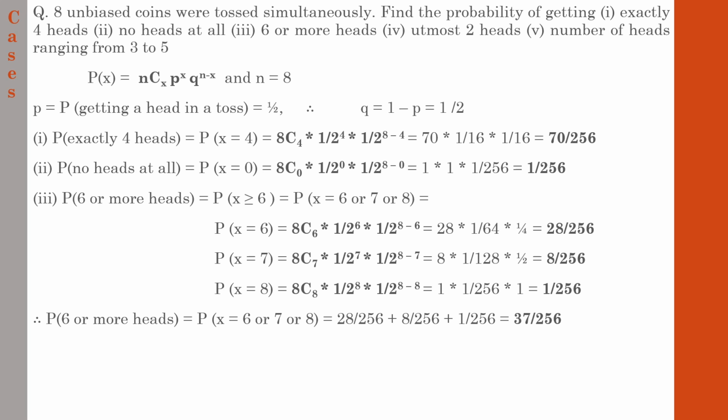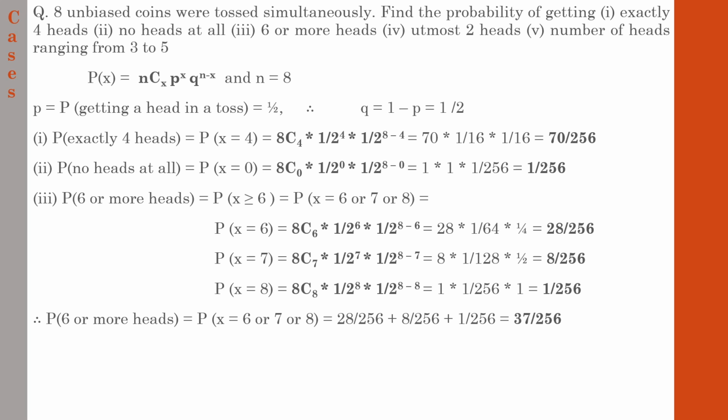So the numbers will be 0, 1 and 2. So at most 2 heads means it might be no heads, that means 0 heads, it might be 1 head, or it might be 2 heads. That is the meaning of at most 2 heads. So just like the 6 or more heads, you need to find the probabilities of 0 or 1 or 2, because it is written at most 2 heads.